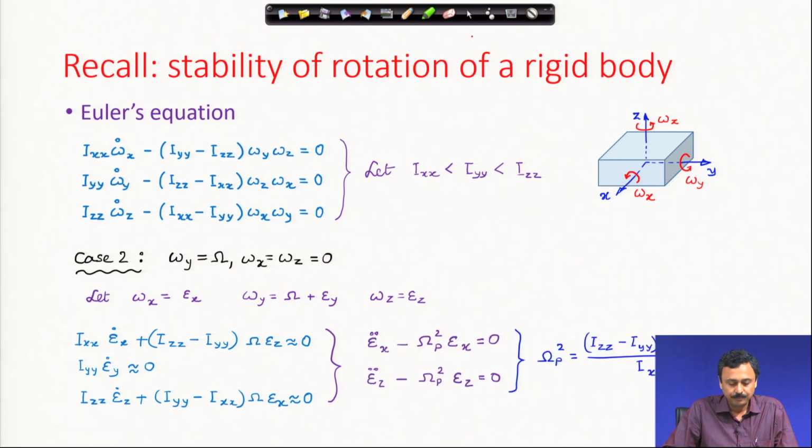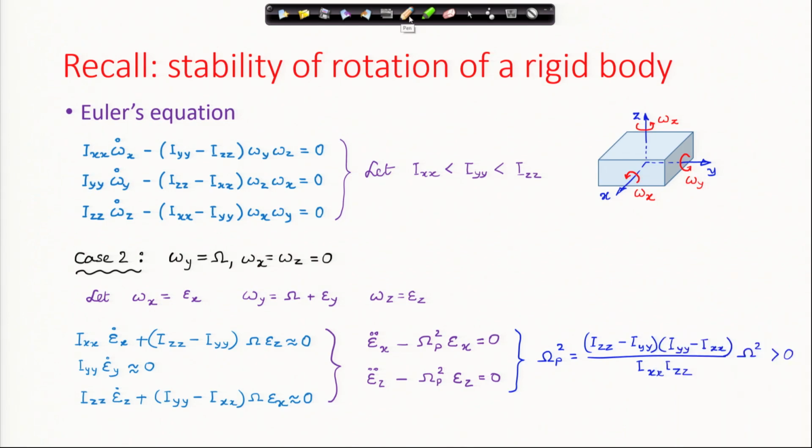We can recast these three equations. What this equation tells us is that the epsilon_y is not going to change, the perturbation in the spin direction is not going to change in the first order. Here, the other two equations are coupled. What I can do is take one more derivative of the first equation and use epsilon_z dot from the third equation here to get a self standing equation in epsilon_x. Similarly, I can do it for the third equation.